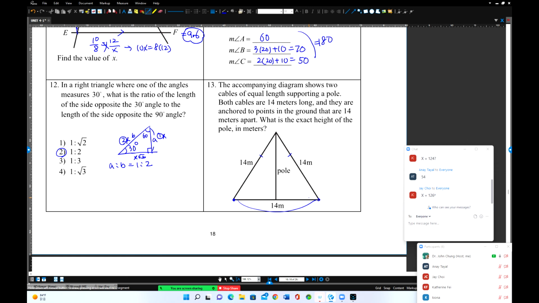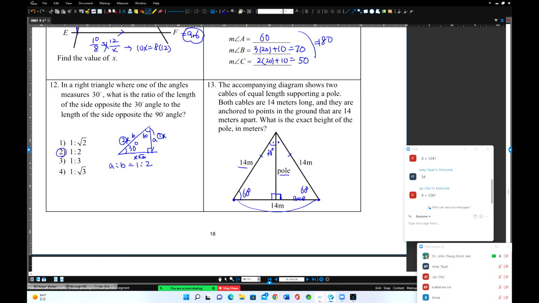What is the exact height of the pole? Height is perpendicular to the base. Another word for it is altitude, always perpendicular to the base. How can you find this one? Equilateral triangle, 14, 14, 14. Each angle is 60 degrees, but this angle is exactly divided by 2, so half of 60 is 30 degrees. What is that? A special right triangle.